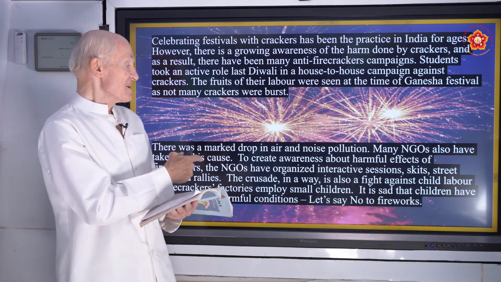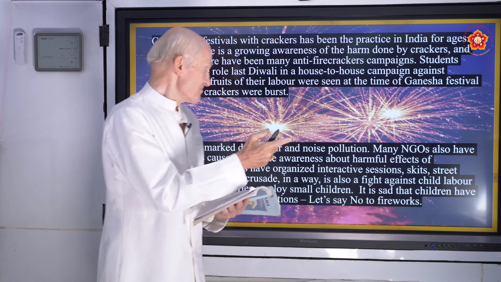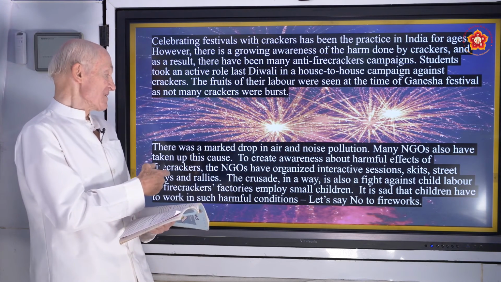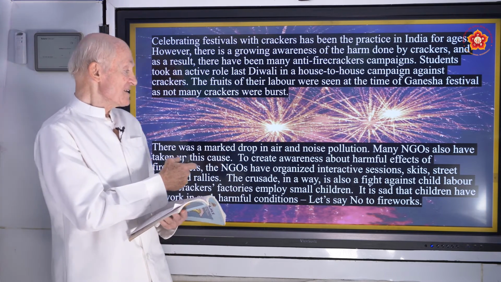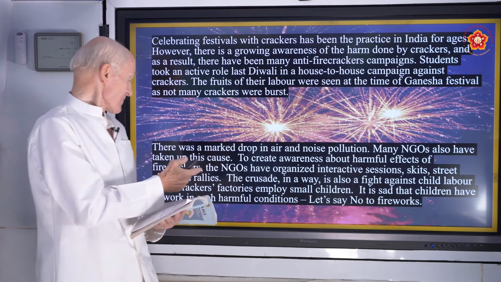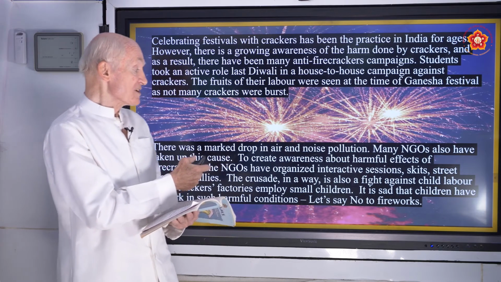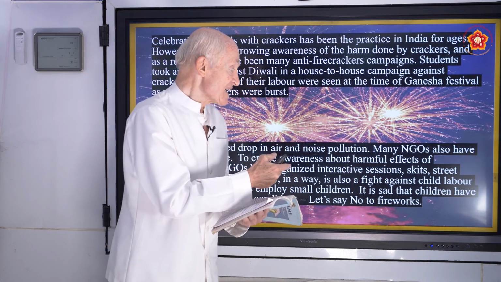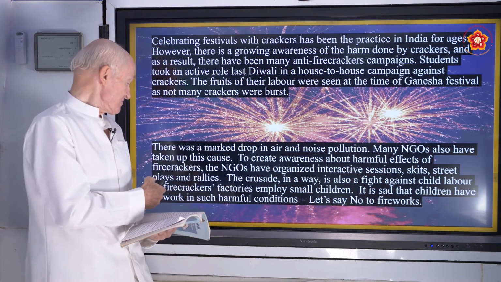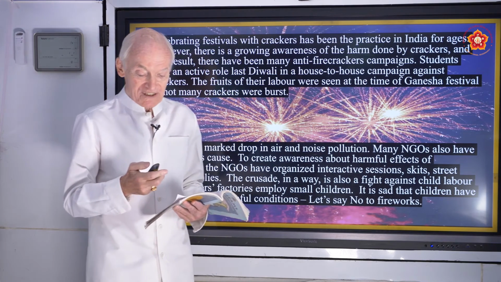The NGOs have organized interactive sessions, skits, street plays, and rallies. The crusade, in a way, is also a fight against child labor, as firecracker factories employ small children. It is sad that children have to work in such harmful conditions. Let us say no to fireworks.